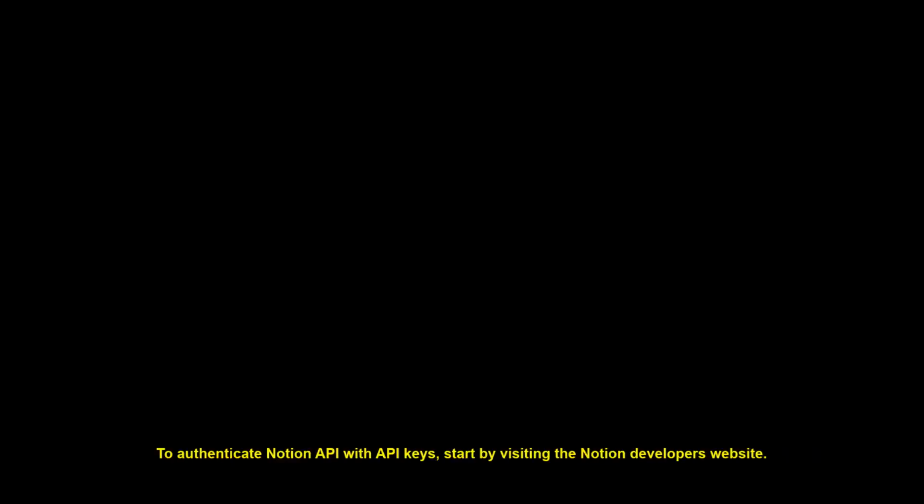To authenticate Notion API with API keys, start by visiting the Notion developer's website. Log in to your Notion account if prompted. Once logged in, navigate to the My Integrations section. Click on the New Integration button to create a new integration.